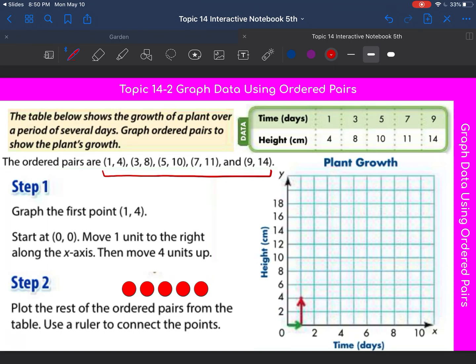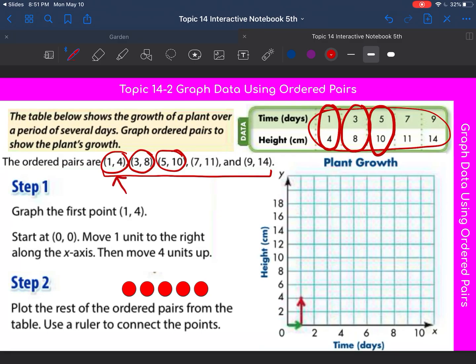It says the table below shows the growth of a plant over a period of several days. Graph ordered pairs to show the plant's growth. So this is the table, but from this table we can get ordered pairs. 1, 4 is (1, 4). 3 days, 8 centimeters is (3, 8). 5 days, 10 centimeters grown is (5, 10), and so on. So we're going to look at this first point, (1, 4).